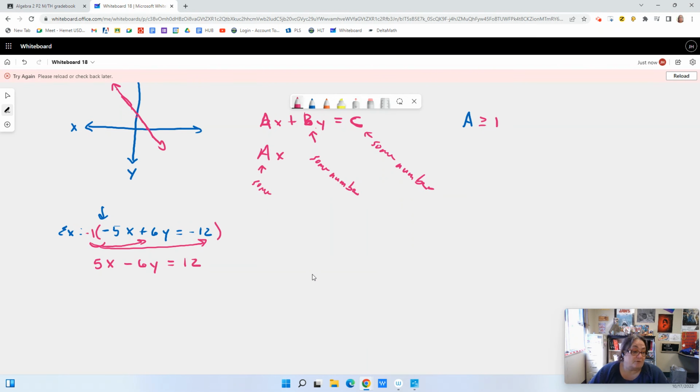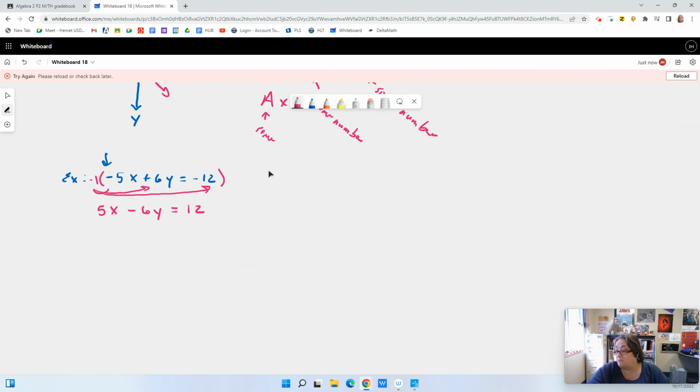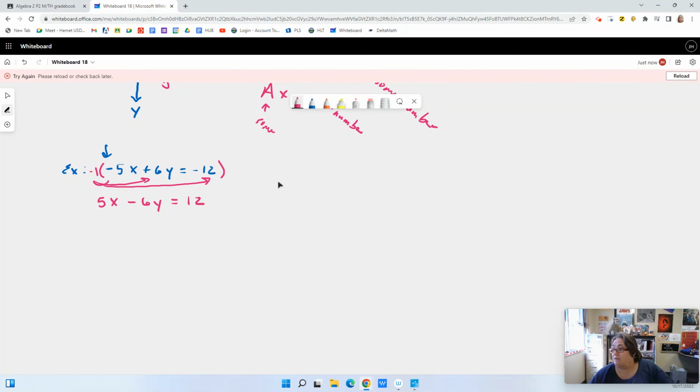Now, the first several problems that you're going to have on your worksheet are going to be asking you to write the equations. You're going to be given a series of equations and you're going to have to write them in standard form. So we're going to do a couple more and then talk about slope-intercept form.